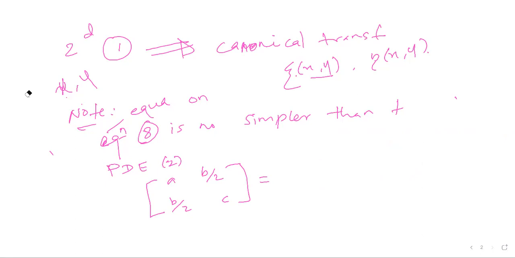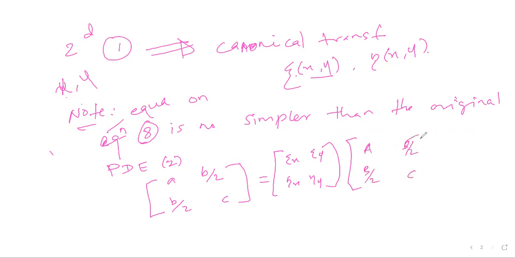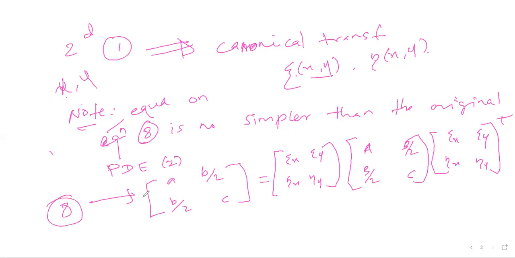I'll write again. Okay, so simpler than the original. So this one: zeta x, zeta y, eta x, eta y, times again our discriminant of our original one, b by 2, c. Zeta x, zeta y again, eta x, eta y, transposed. This has been derived from equation number 8. Check whether this b squared minus 4ac can be written in this form.